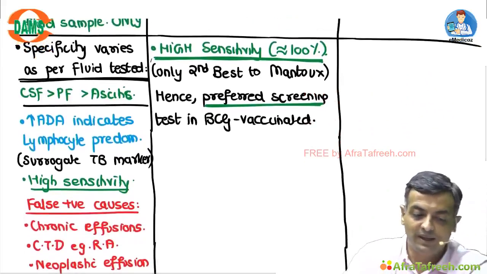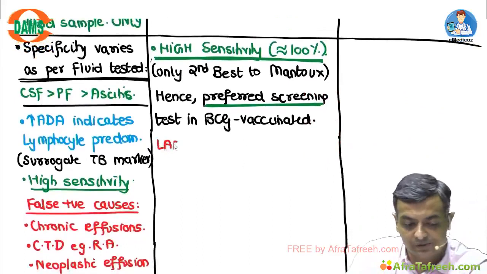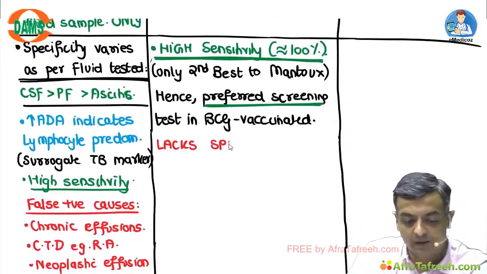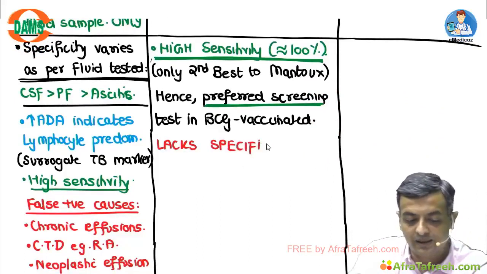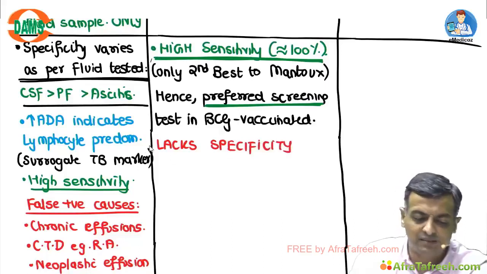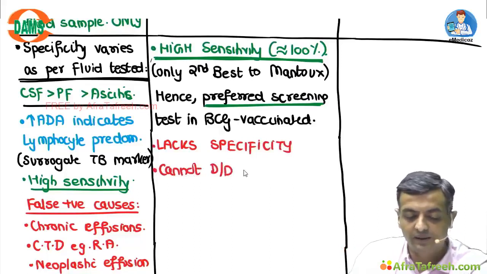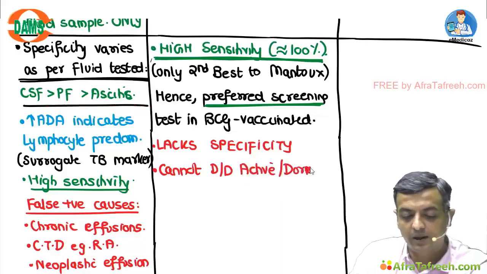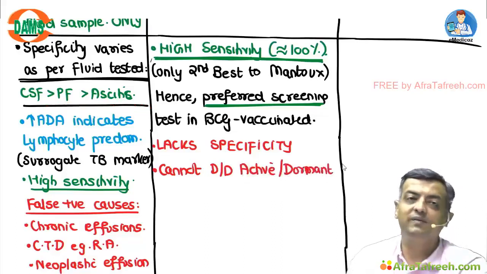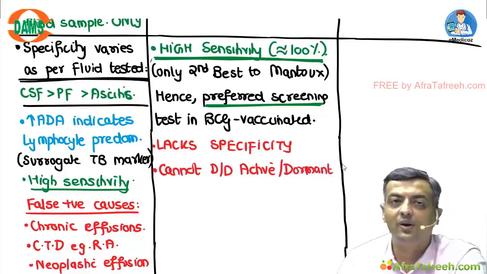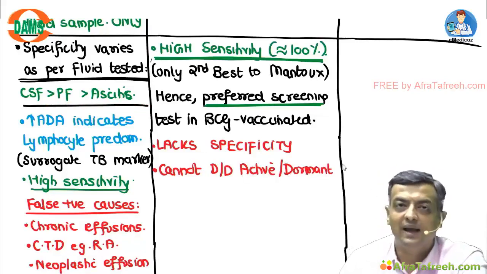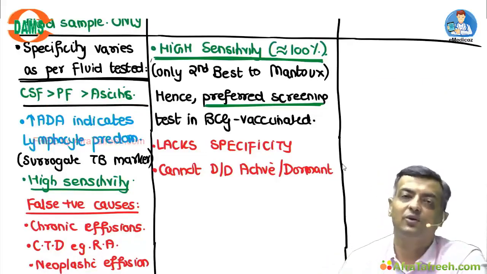But what is the problem? The problem is it lacks specificity, like Mantoux. Number two, it cannot differentiate between active and dormant TB, and hence it has a limited role.